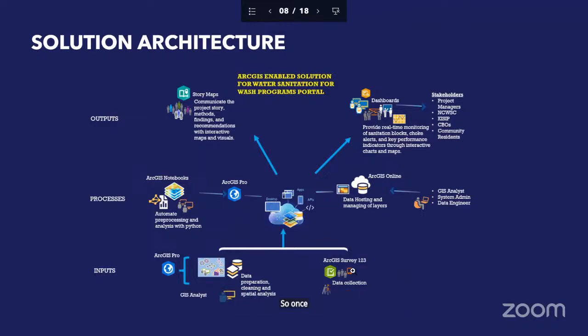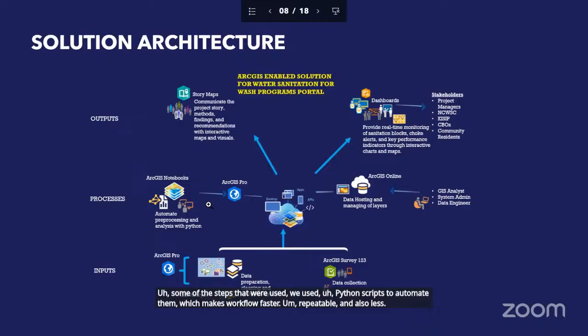Once they collect this data, it does not go directly to the stakeholders. It first has to be prepared, cleaned, and analyzed in ArcGIS Pro by the GIS analyst to make sure it's accurate and usable. Next, we move to the processes. Here, ArcGIS Pro and ArcGIS Notebooks are used to run deeper analysis. Some of the steps were automated using Python scripts, which makes the workflow faster, repeatable, and less prone to human error. This stage is where we identify patterns, risks, and service gaps that would otherwise remain hidden.